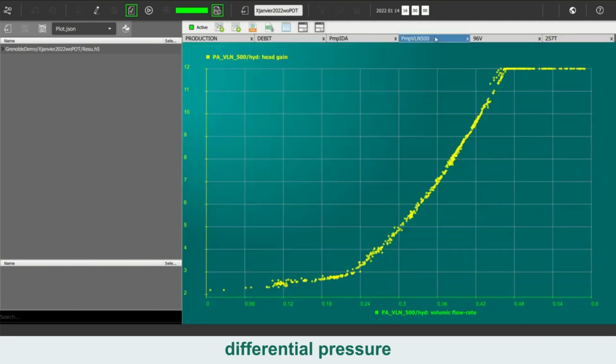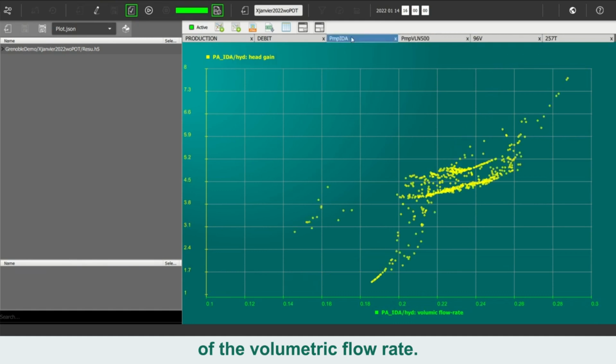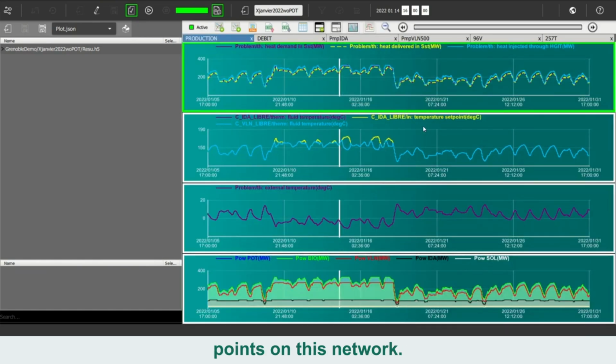The drop in differential pressure can be explained by saturation of the pumping units at the Villeneuve power plant, which can be seen very clearly on this hydraulic characteristic graph, showing the evolution of the hydraulic head gain as a function of the volumetric flow rate. Saturation of the pumping units is not visible at the other production sites. These phenomena are linked to the characteristics and intrinsic positioning of the various production points on this network.